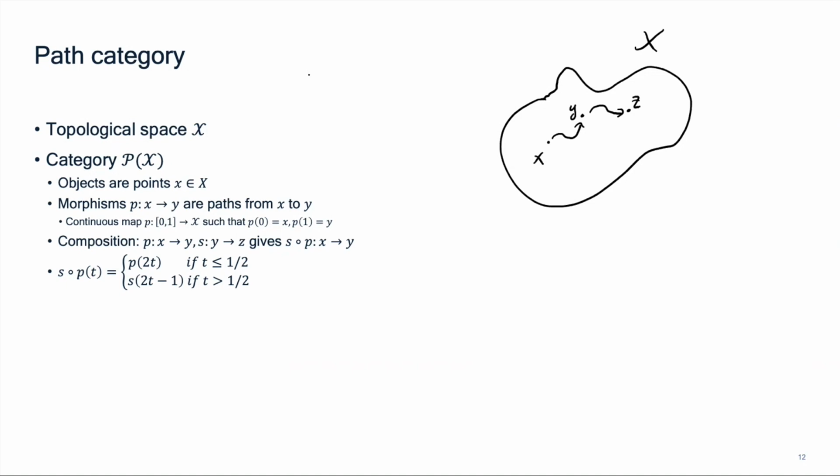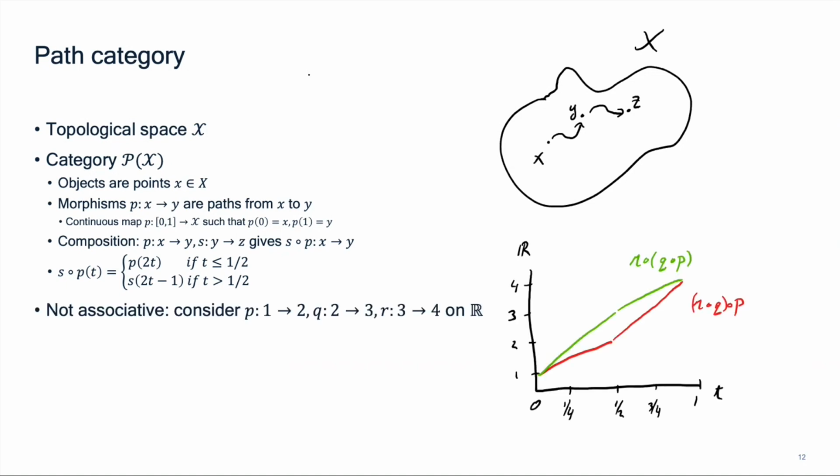So this allows us to compose a path. But actually, this is not associative, so this would not have been an example of a category. Why? Well, if we think on the real line of a path from 1 to 2, a path from 2 to 3, and a path from 3 to 4, if we first compose from 3 to 4, and then with 1, we go faster through the first part. And if we would first compose the second, from 1 to 3, then we would go faster through the second part. You can see this in a diagram I tried to draw here.